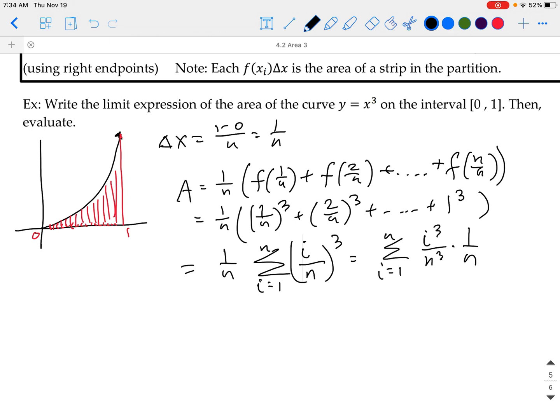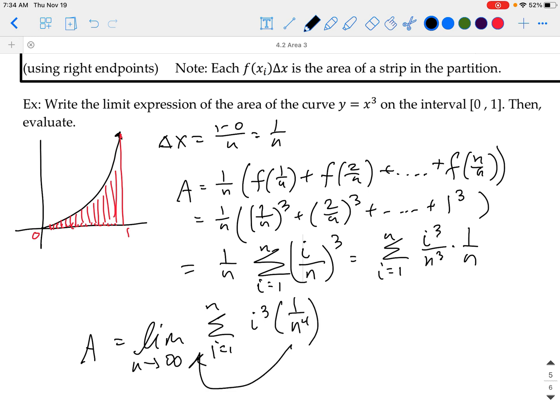And now we can take the limit as n goes to infinity of that. So we'll take the limit as n goes to infinity, which is going to represent our area A, of the sum i equals 1 to n. I'm going to combine the n cubes there. So we'll have i cubed, and then this is going to be 1 over n to the 4th. But the 1 over n to the 4th I could just factor out, so we're just going to rewrite that with the i cubed summation.